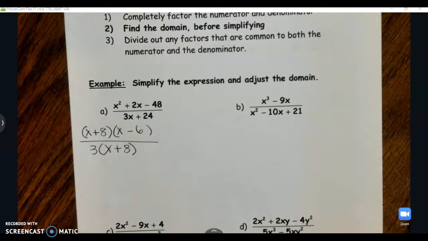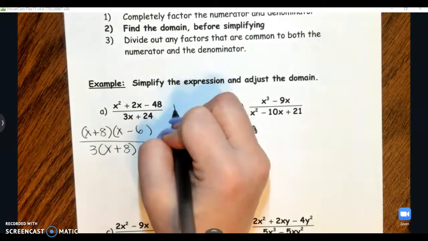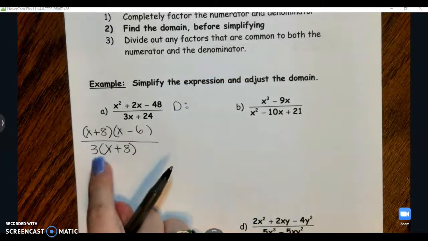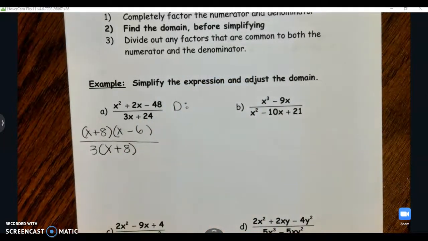Now, before we start simplifying and canceling like terms, what we need to do now is identify our domain. So our domain. What would make our denominator equal to 0?